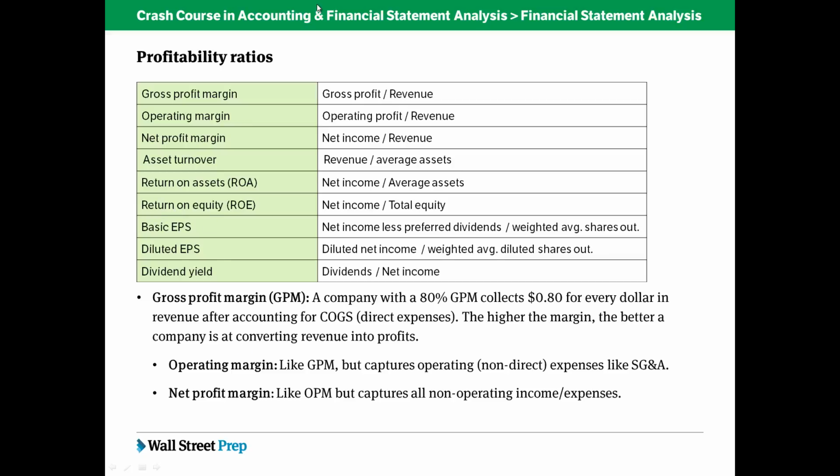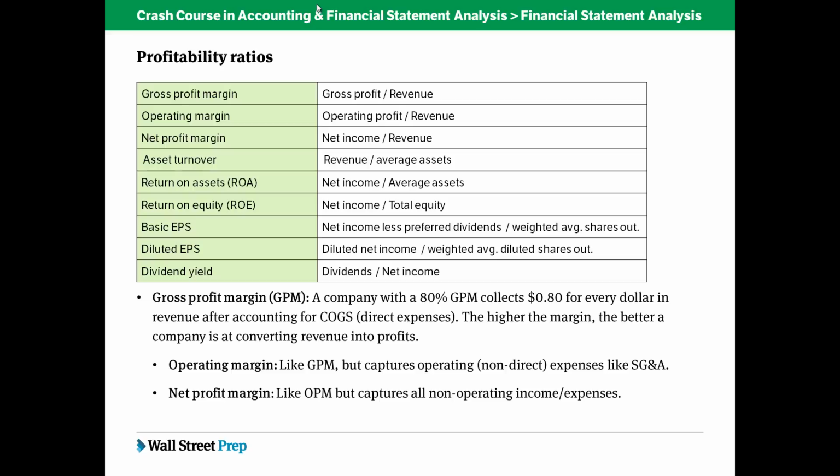So gross profit margin, imagine a company with an 80% gross profit margin. It means that it collects 80 cents for every dollar in revenue after accounting for direct expenses or cost of goods sold. Obviously, the higher the gross profit margin, the better the company is at converting revenues into gross profits.